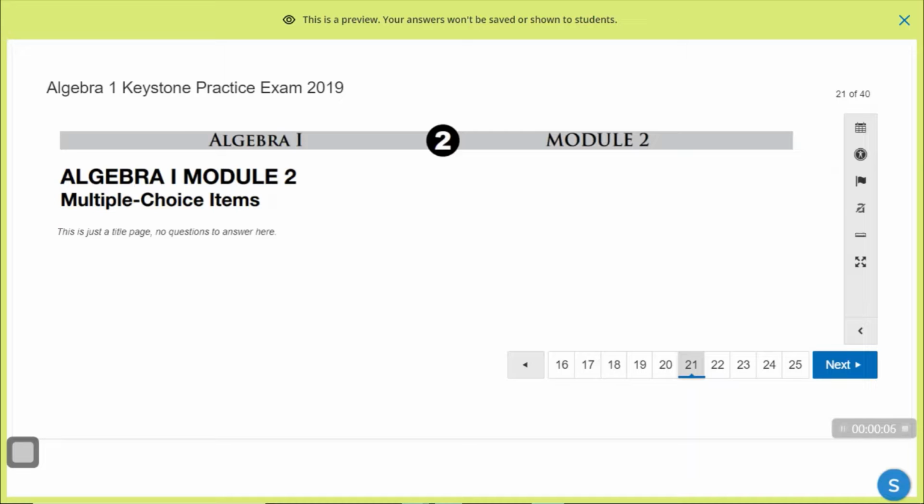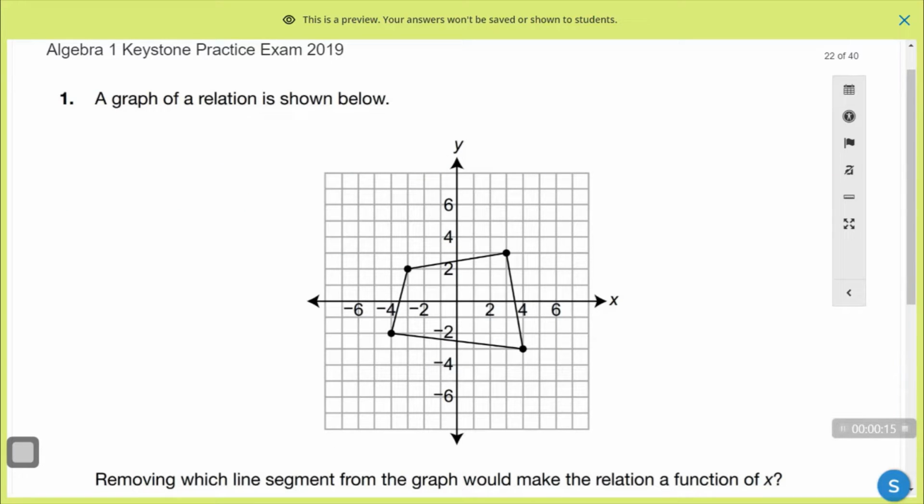We're looking at Module 2 here. I'm going to be going through all the questions in Module 2, so if you want to see a question specifically, feel free to fast forward the video to that question. Let's take a look at our first question here, number 1.